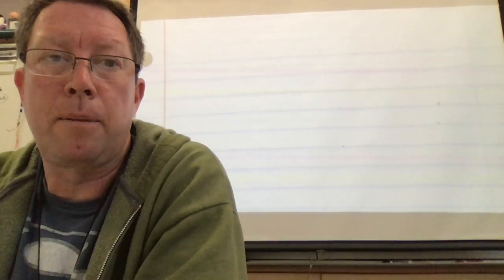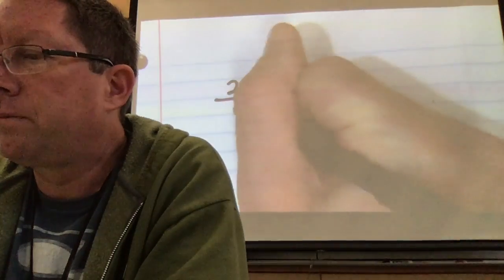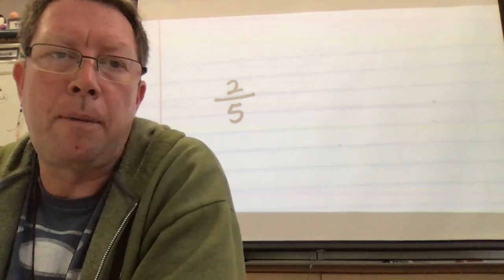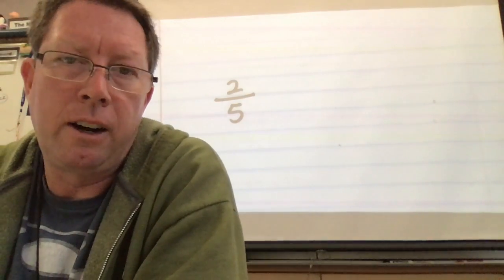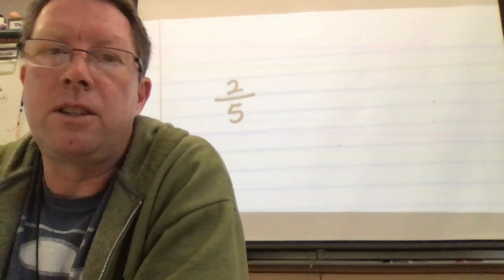Okay, so let's talk about parts of a fraction. If you have a standard fraction of 2/5, the top part of that fraction is called the numerator. The bottom part is called the denominator. This is a standard fraction.